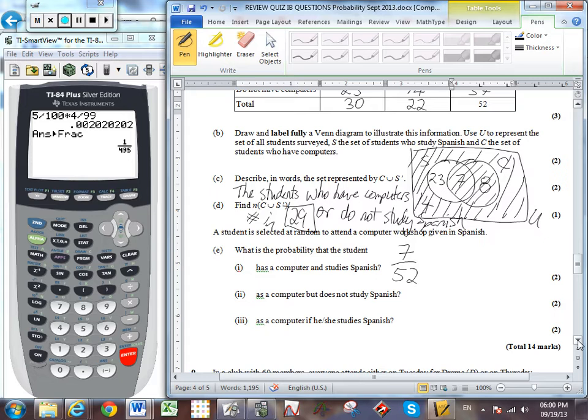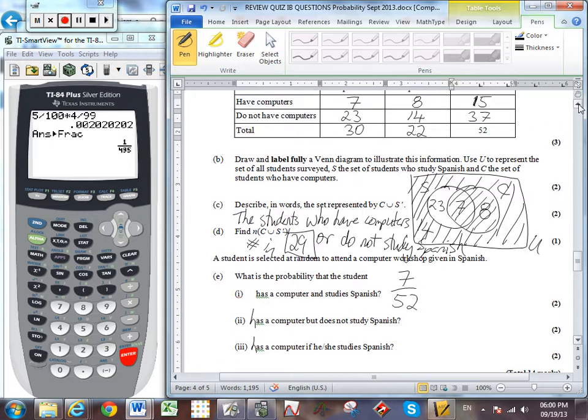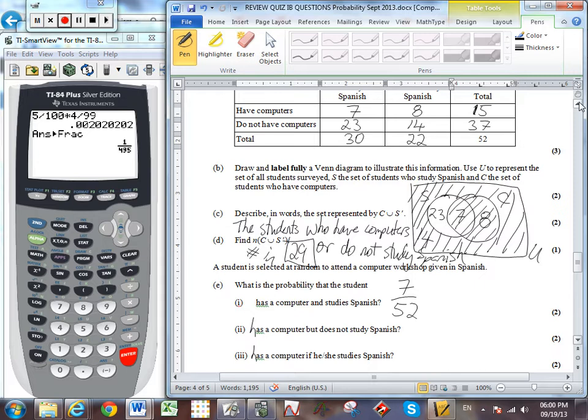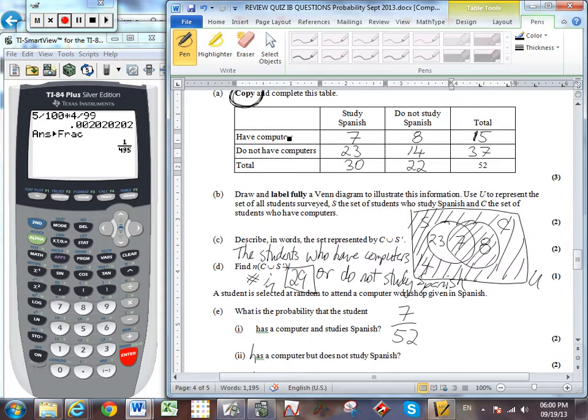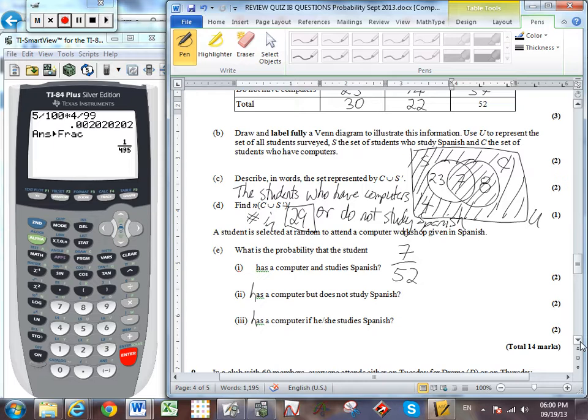What about Part II? Has a computer. There's a missing h here, isn't there? Has a computer, but does not study Spanish. I think that was the 8 here, wasn't it? There were 8 such students out of 52, and that will reduce to 2 out of 13.